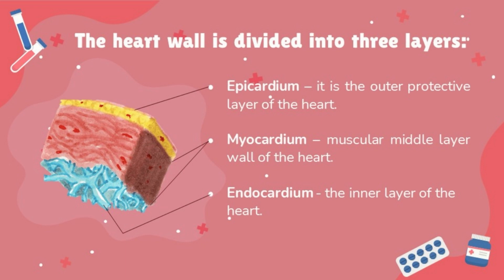The last is the endocardium, which is the inner layer of the heart. The anatomic function of endocardium is a tissue that covers the inside of the heart. It keeps the blood flowing through the heart separate from the myocardium. It also provides protection to the other valves and heart chambers.